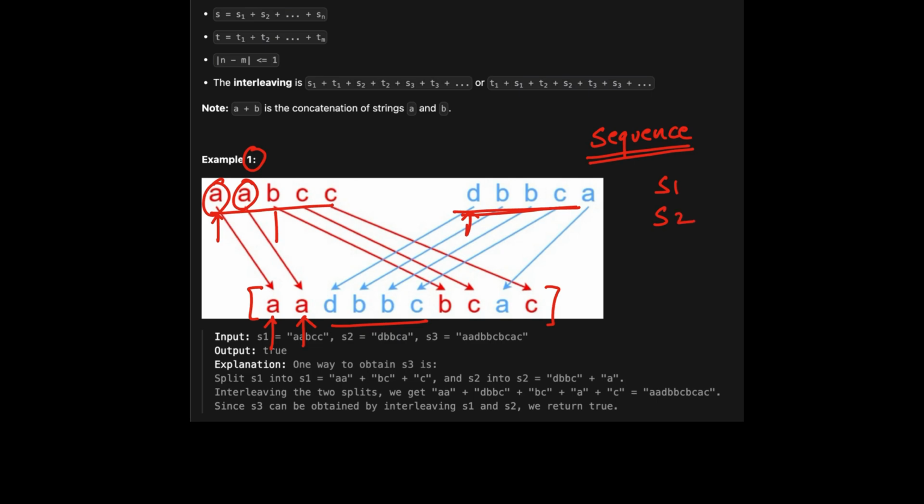As we used AA from S1, the next available character in S1 is B. We are not supposed to take any other characters besides B from S1. There's a lot more theory given in the problem statement to understand the conditions. I hope the explanation I provided was helpful. Let's switch to whiteboard and discuss how we can solve it.